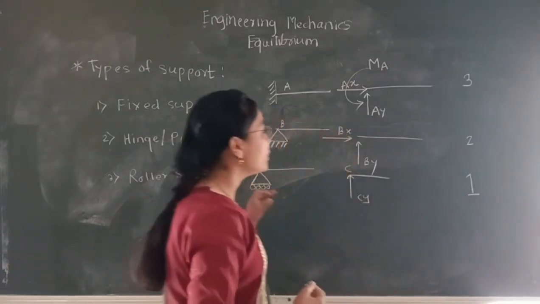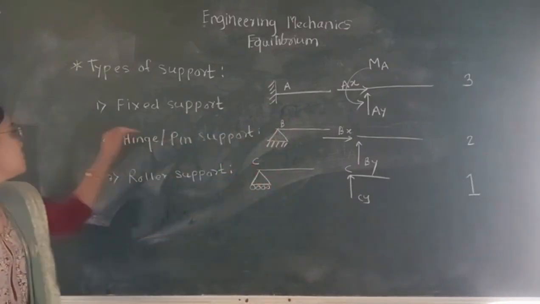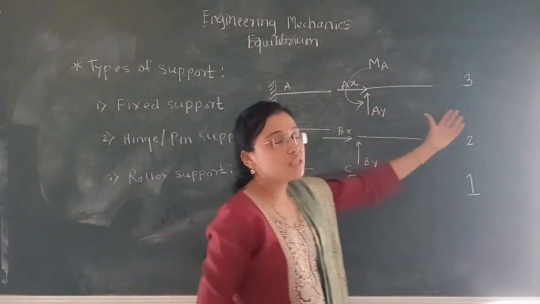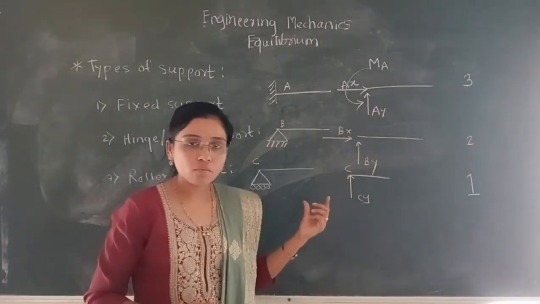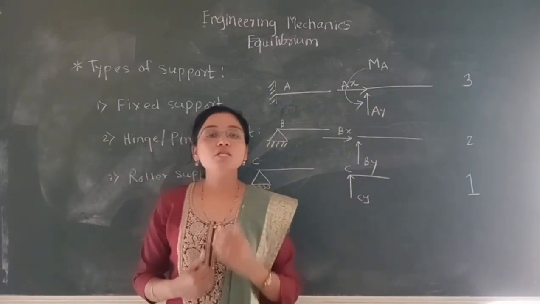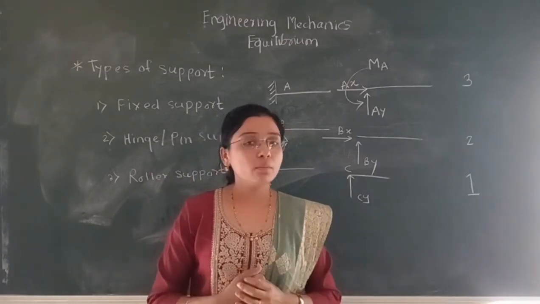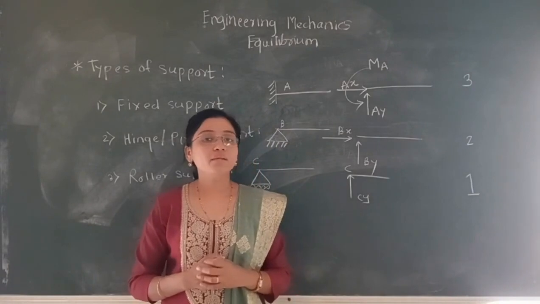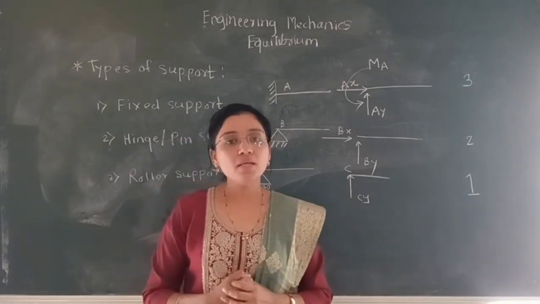So you have to remember all three, that is fixed support, hinge support, roller support, and the number of reactions generated for each particular support. For fixed support, 3 reactions are generated. For hinge or pin support, 2 reactions will be generated, and for roller support only 1, that is the vertical reaction, will be generated.